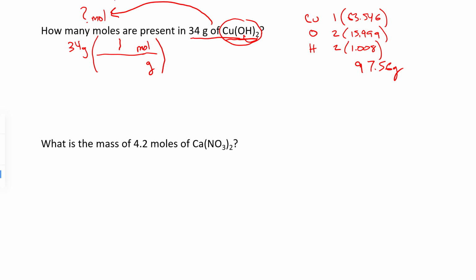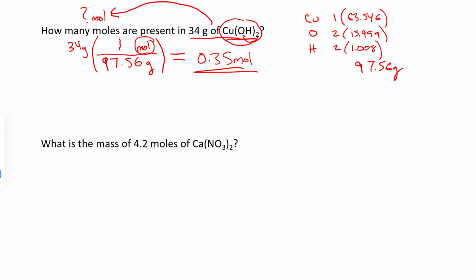So 1 mole is equal to the mass from the periodic table. That's the mass we just calculated. 97.56 grams. So just like any unit conversion, we're going to multiply across the top and divide away the bottom. 34 divided by 97.56 gives us, we'll just round it to 0.35 moles. So that's our final answer.